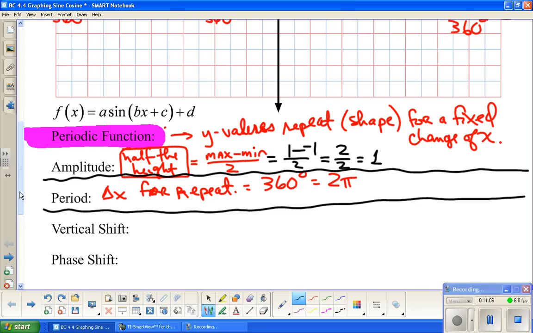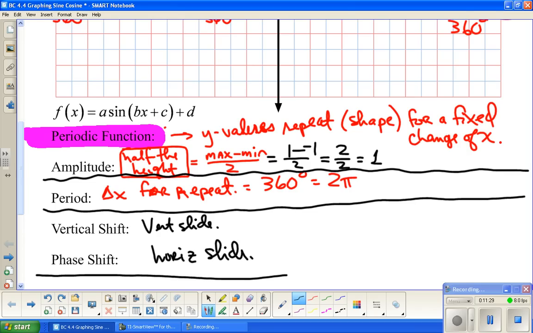Vertical shift has to do with if things are shifted up or down, a vertical slide. I'm not going to say much more about that, but obviously if it's the parent function, it hasn't moved anywhere yet. And a phase shift is a horizontal slide, and we'll talk about that more when it actually happens. So just so you know what they mean, a horizontal slide is called a phase shift, and vertical shift has to do with a vertical slide. That one's kind of obvious.